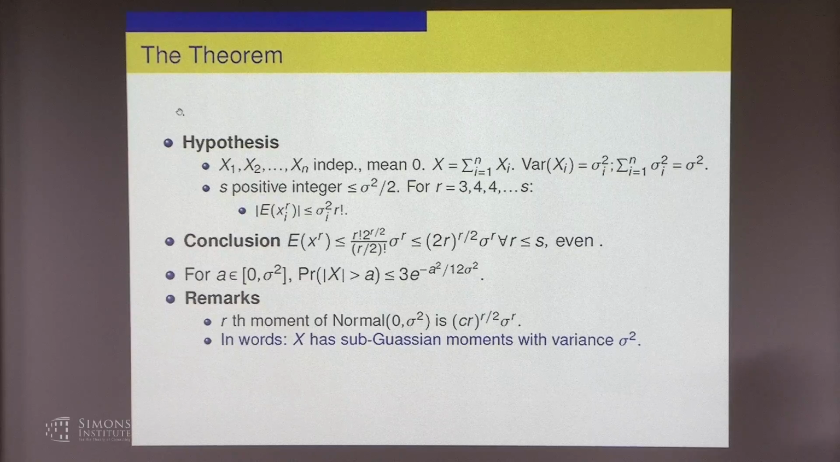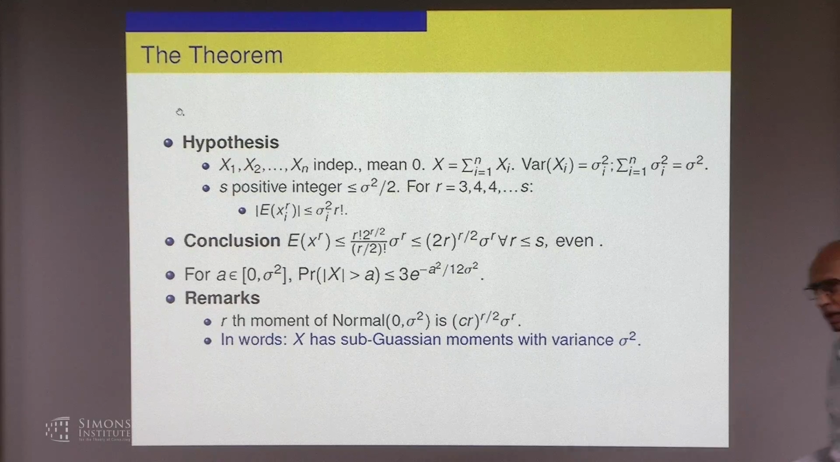Again, it's what you would expect from the central limit theorem, right? That sums of independent random variables, you should get a Gaussian density at the end. And this says that you get Gaussian moments. You don't have all moments, so you don't get a Gaussian density, but you get Gaussian moments.